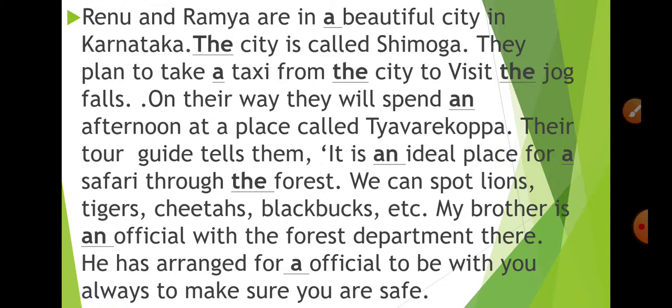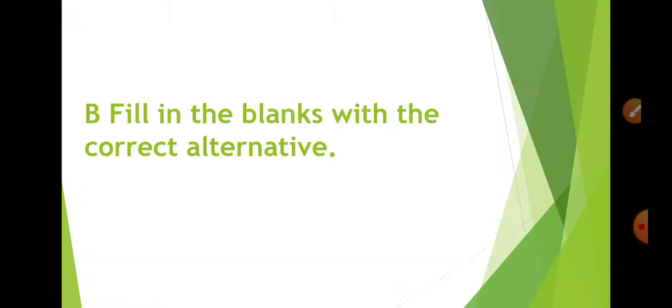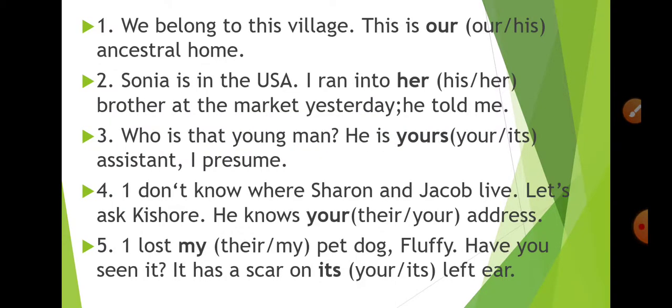So it is very easy. Let me explain to you. For example, what I have taught you, that a is used with consonants and an is used with vowels, and the, the definite article, is used for identifying something specific. So a is used with consonants. Is it clear? Now next B is fill in the blanks with the correct alternatives. You have to use the correct alternatives.